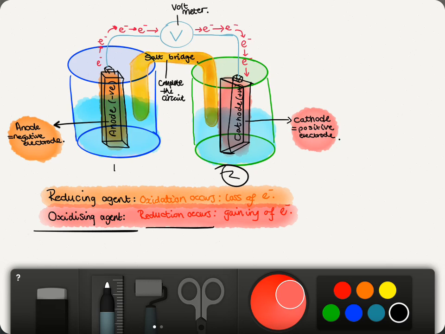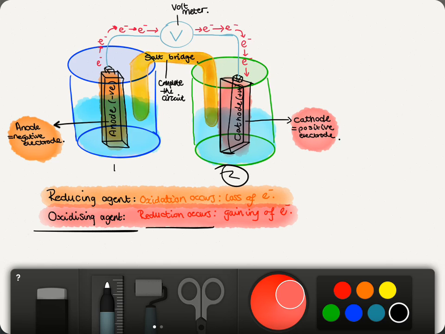The reason it's called a cathode, because this is another thing people get confused on, just think of cation and anion from Chem 4. The cation is the positive ion. Similarly, the cathode is the positive electrode. The anion was the negative ion, so the anode is the negative electrode.